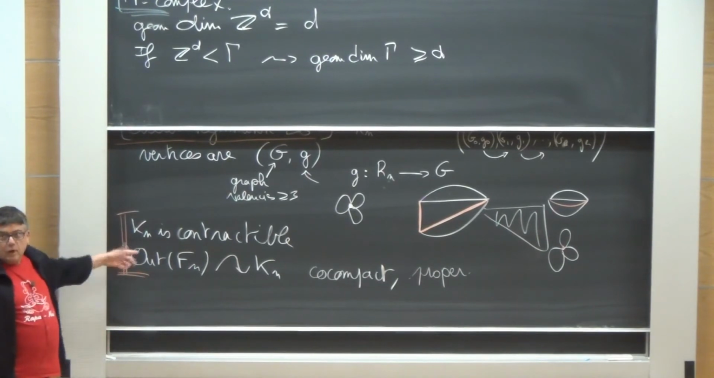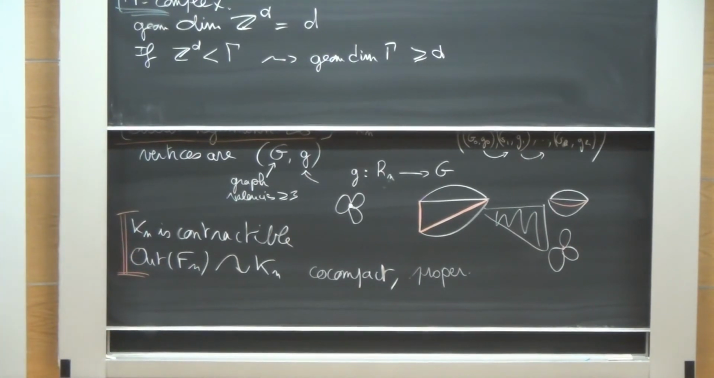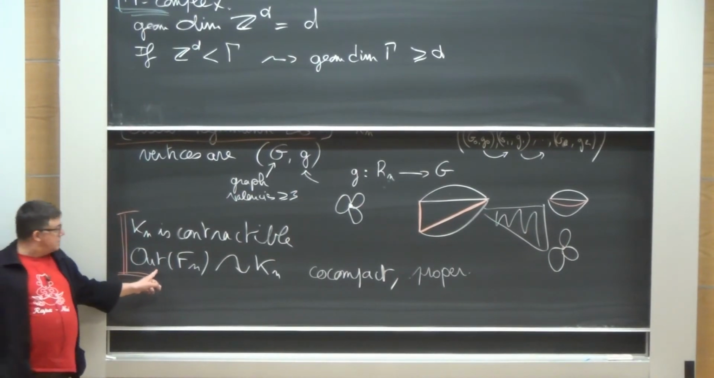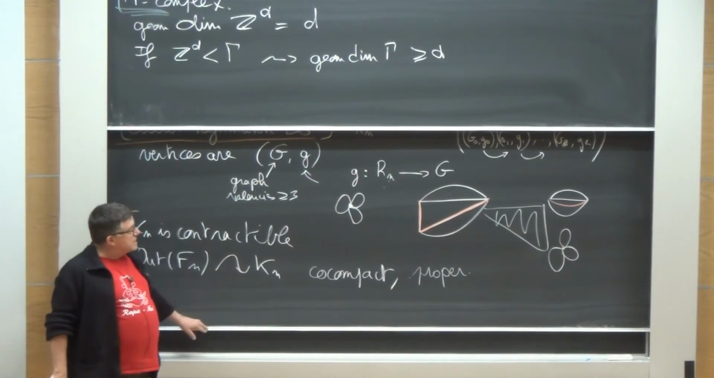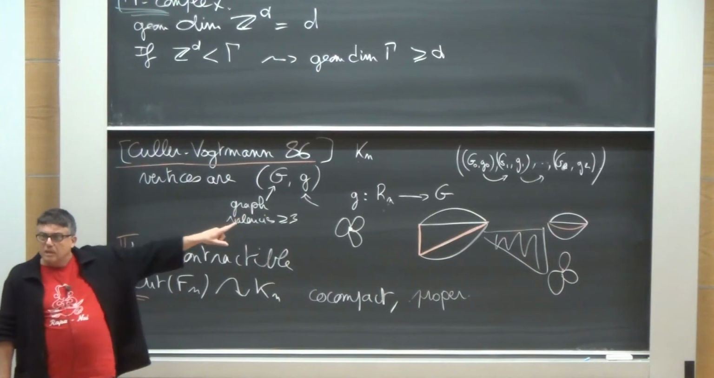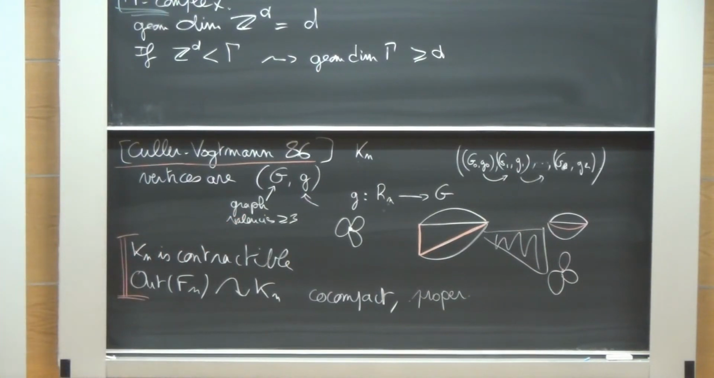So, Out(Fn), or a finite index subgroup of it, admits a free action on a space of dimension exactly, what is the dimension? So it is just a simple computation. It is, have a guess, 2n minus 3. Okay?